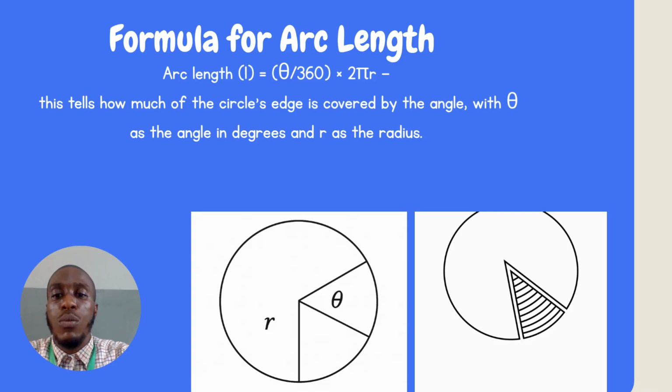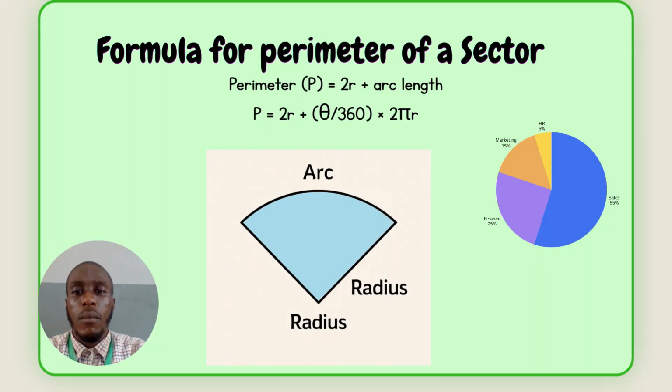Remember, in as much as we are talking about perimeter, it also has its own formula. So what is the formula for the perimeter of a sector? Okay, so we have the formula for the perimeter of a sector. It is given as theta over 360 times 2 times pi times r, plus twice the radius. That is the length of the arc formula, which was given in the previous slide, plus twice the radius.